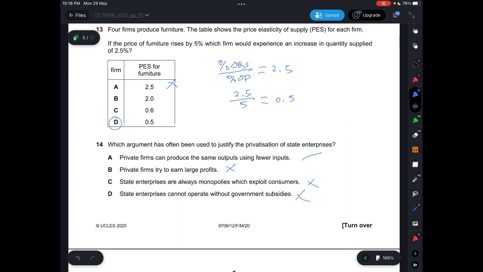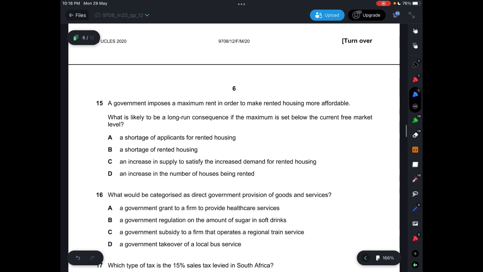So it should be that private firms can produce the same output using fewer inputs, meaning more efficiency. So the answer is A. Question 15. A government imposes a maximum rent in order to make rented housing more affordable. And what is likely to be a long-run consequence if the maximum rent is set below the current free market level?